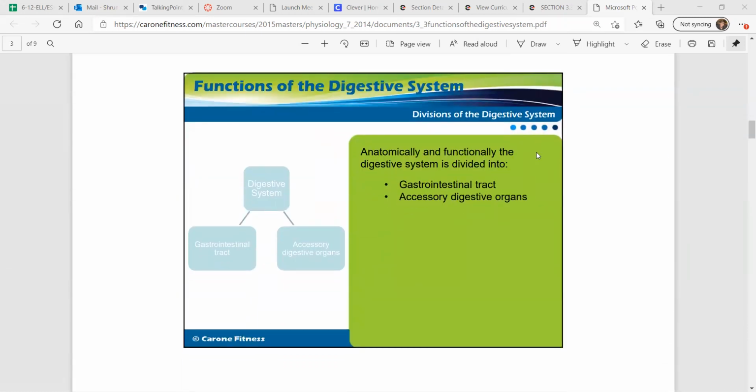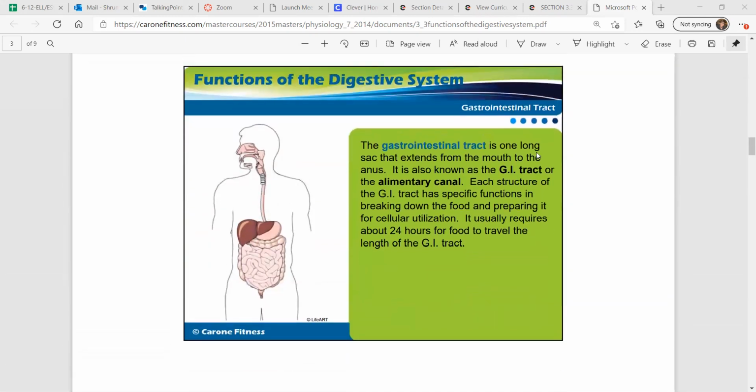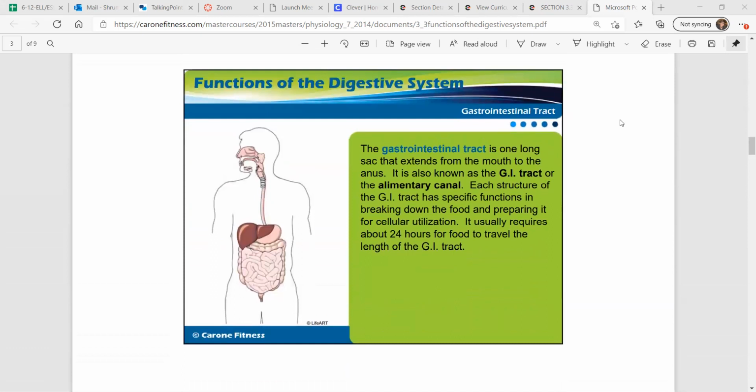Anatomically and functionally, the digestive system is divided into the GI tract or the gastrointestinal tract and accessory digestive organs. The GI tract is one long sac that extends from your mouth all the way to your anus. And it's sometimes called the alimentary canal. Alimentary means food related. So it's like a food canal.